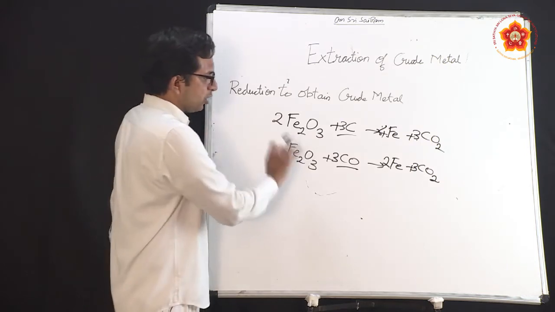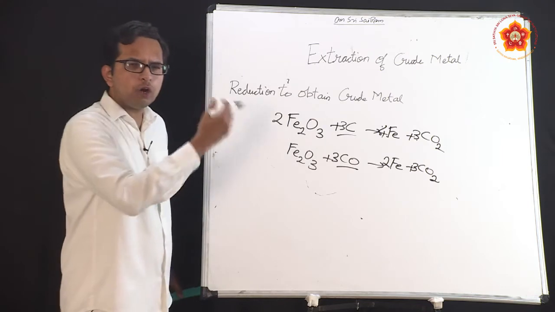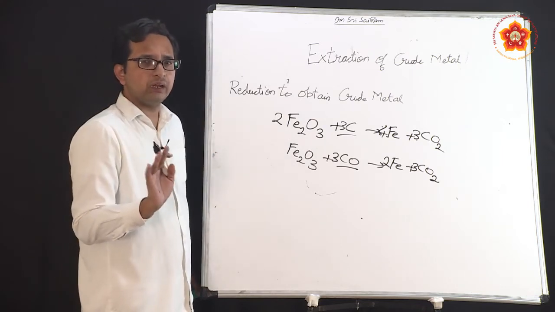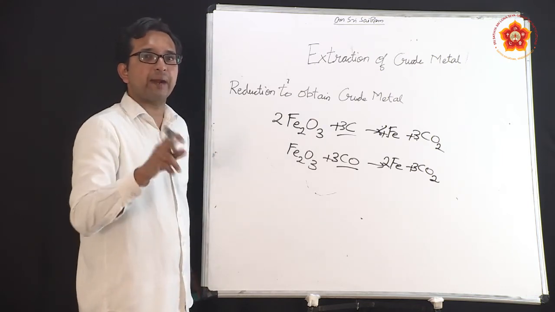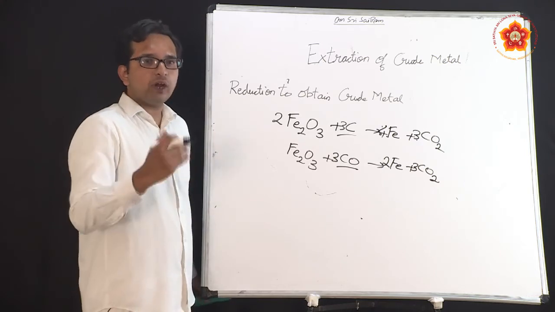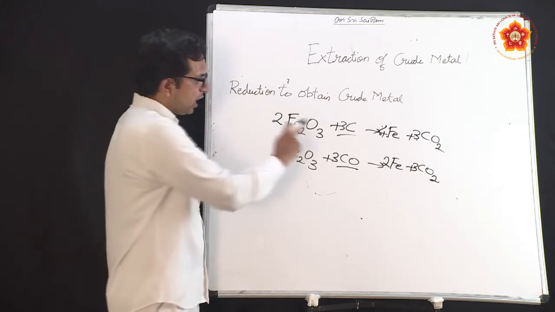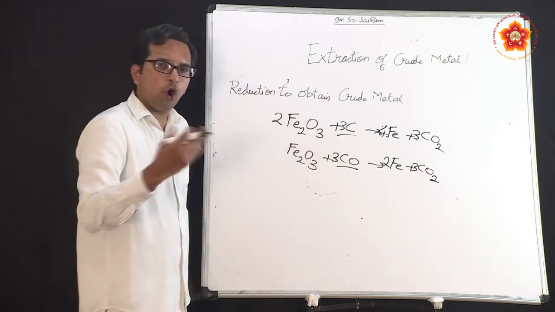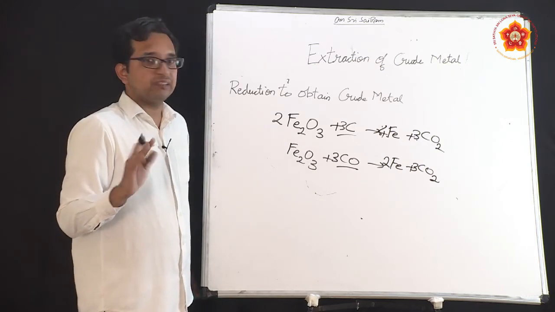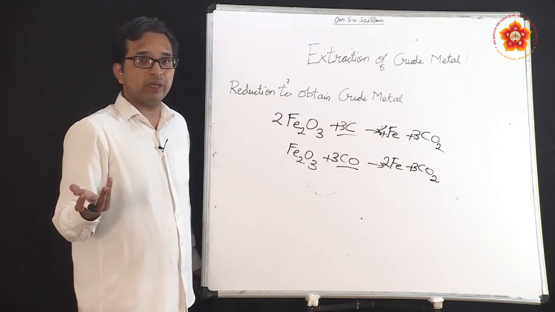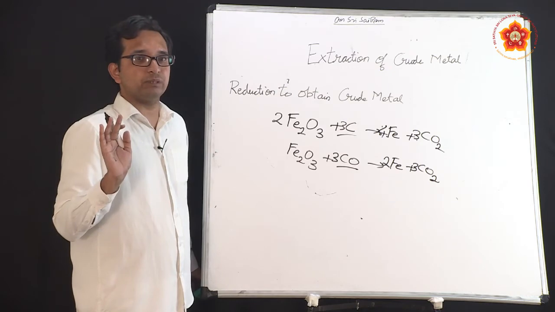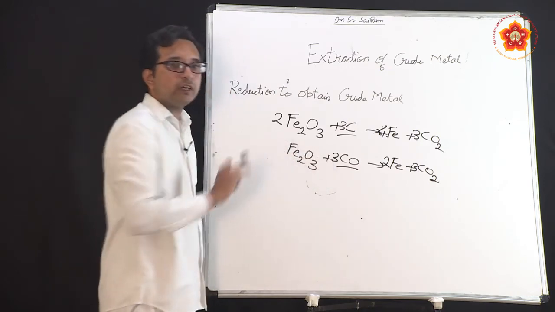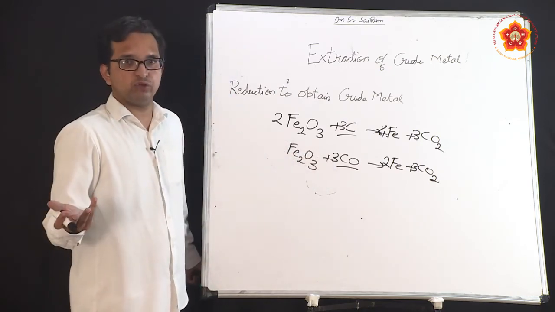With this, we can reduce all possible metals which are present, but they have various practical issues. What is the practicality? Is carbon good enough to reduce all the metal oxides? That we have to see with various chemical aspects which are being present. Does carbon monoxide reduce all the oxides? We have to see that.